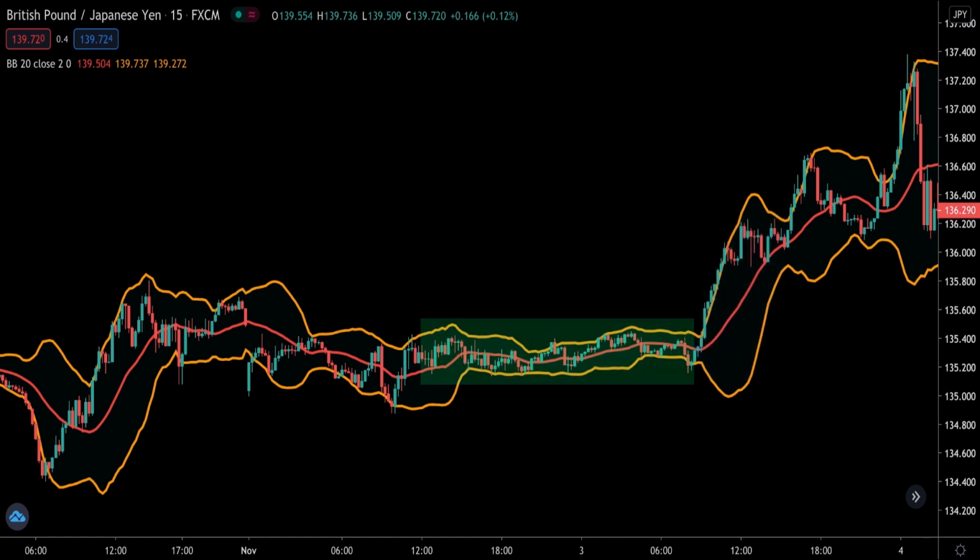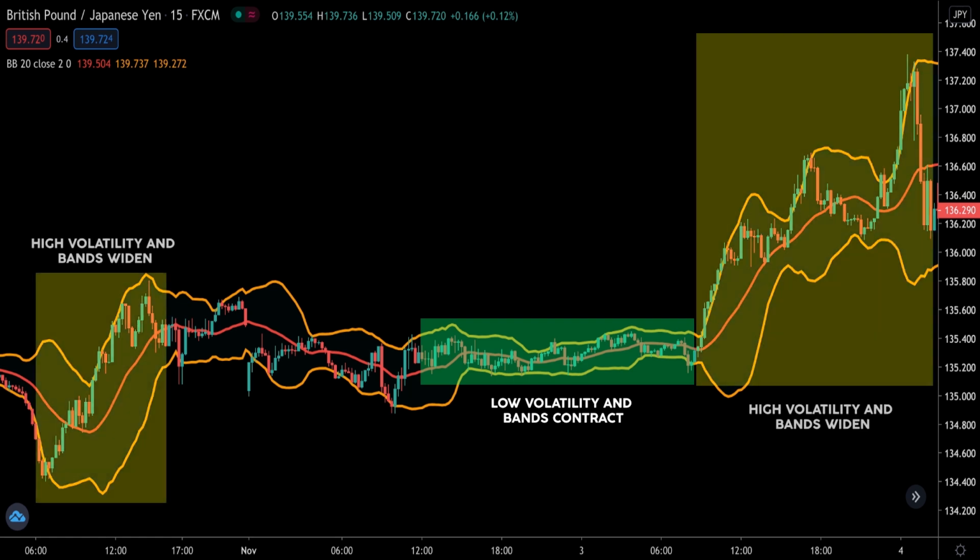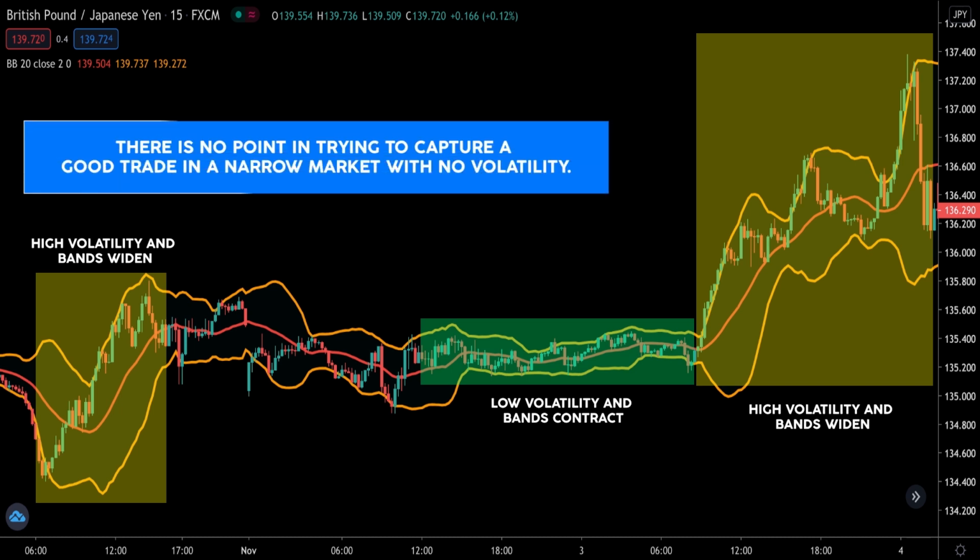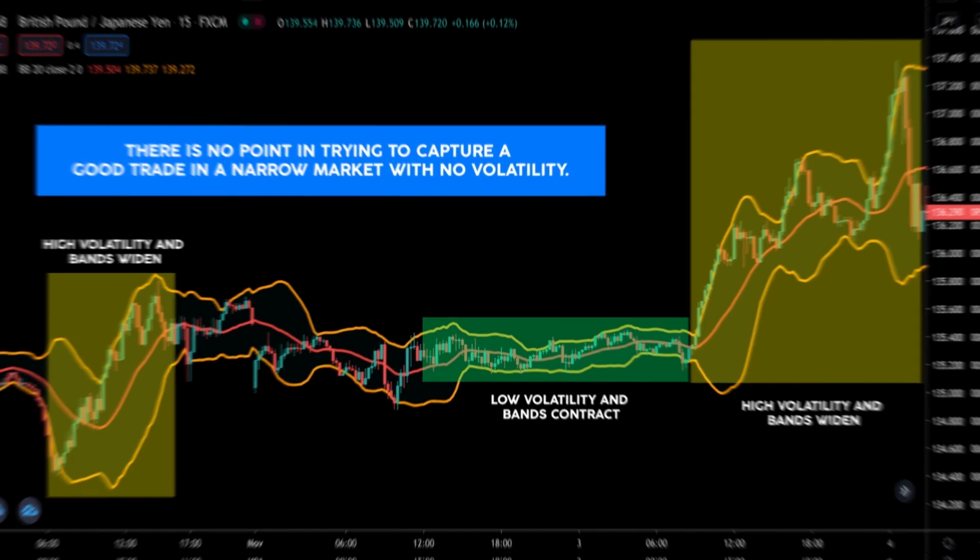When volatility is low, the bands contract. When volatility is high, the bands widen. This is essential information for day trading because you want to be trading only when there is volatility. There is no point in trying to capture a good trade in a narrow market with no volatility.